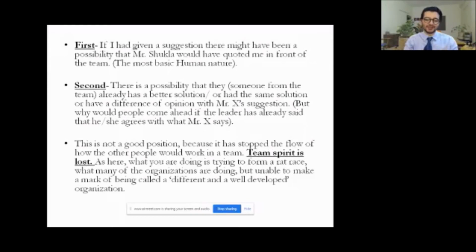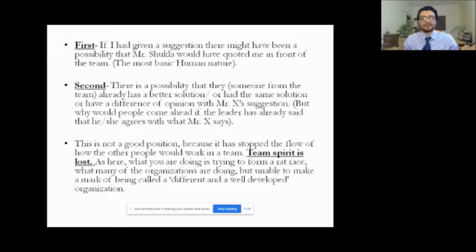And you need to think of that, if you want a team to work in a coalition, there are going to be problems like these. The first is that they'll start thinking that if I had given a suggestion, it might have been a possibility that I would have been quoted in front of the team. Second, there is a possibility that someone from the team already had a better solution. Definitely there was someone who had a better solution, but they did not give it.